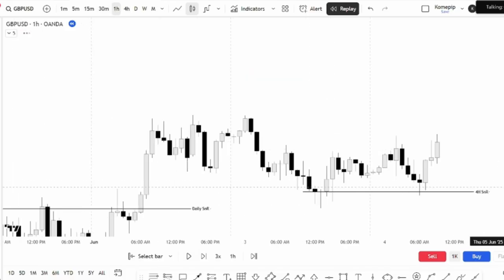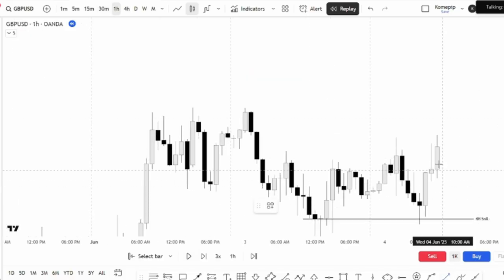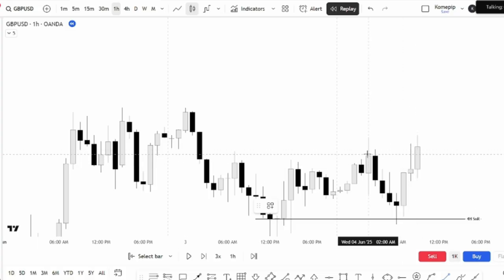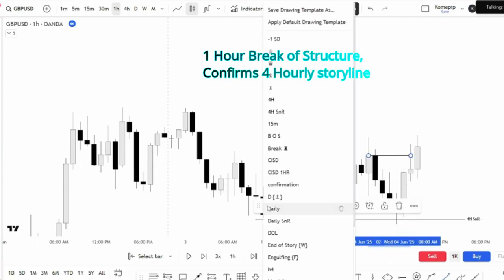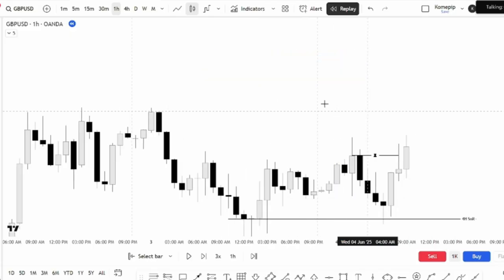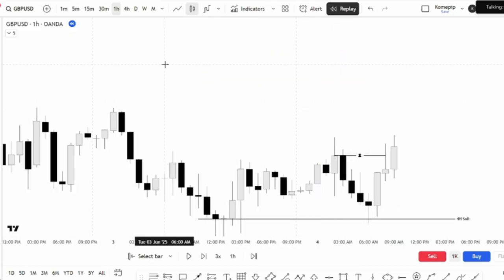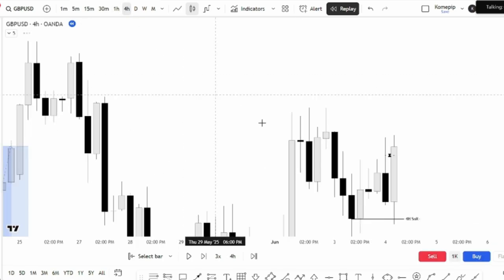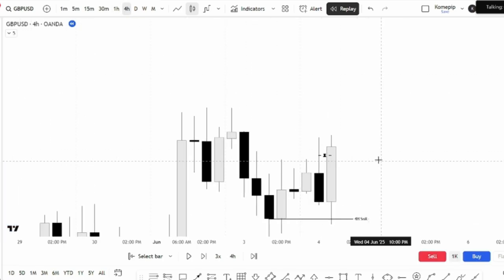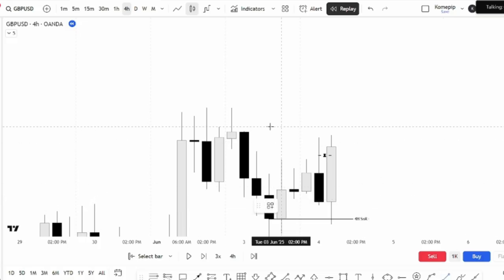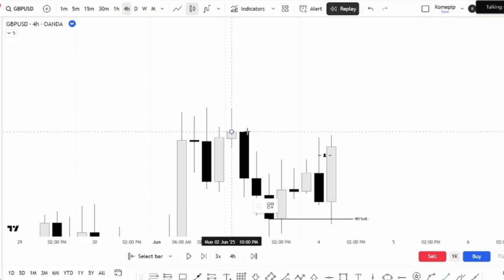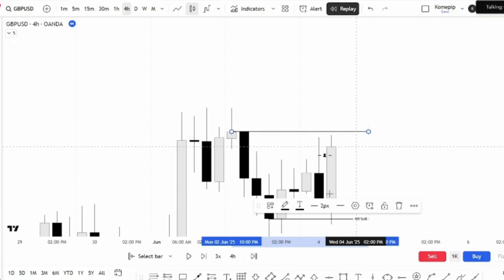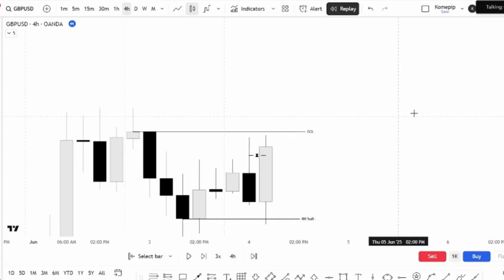When we get to 1 hour, we need to check, was there a break? Yes, there was a break. Now that we know there is a break, we'll go back to our storyline time frame, where the storyline started, in this case 4 hours. So we can now mark the next available zone. This becomes our drawn liquidity.